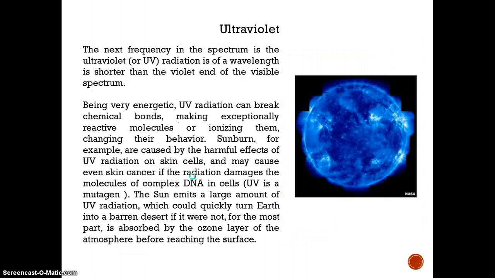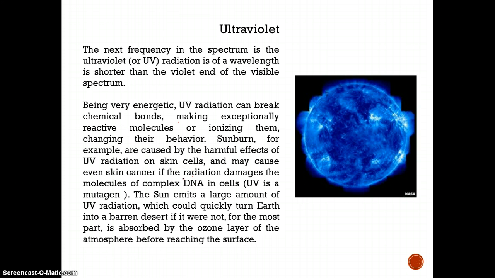Ultraviolet. The next frequency in the spectrum is the ultraviolet, or UV. This radiation has a wavelength shorter than the violet end of the visible spectrum. Being very energetic, UV radiation can break chemical bonds, making exceptionally reactive molecules or ionizing them. Sunburn, for example, is caused by the harmful effects of UV radiation on skin cells and may even cause skin cancer if the radiation damages the complex DNA molecules in cells.